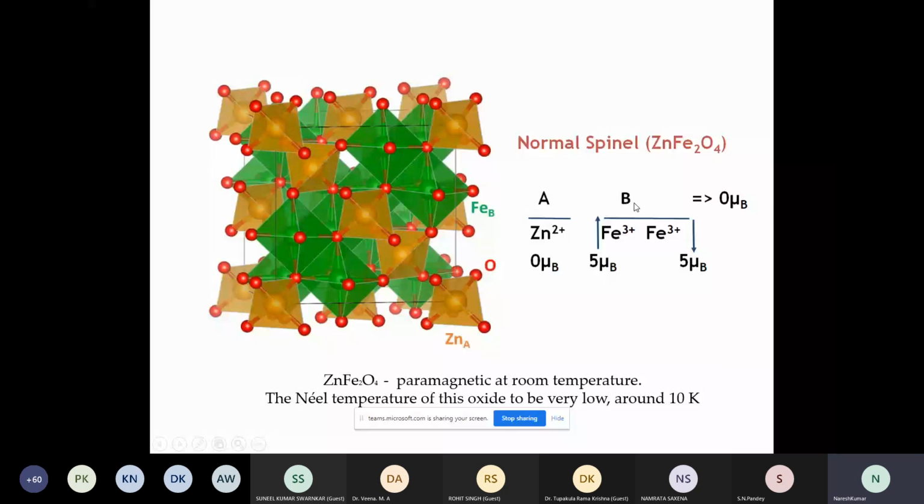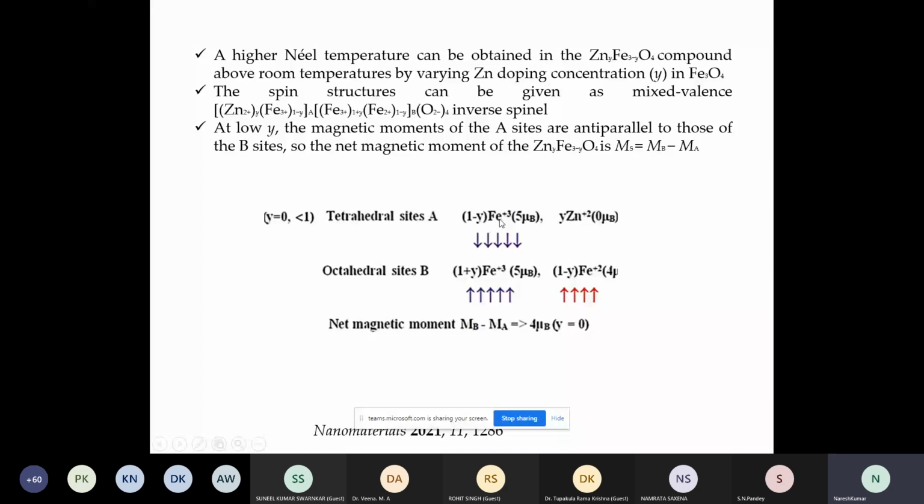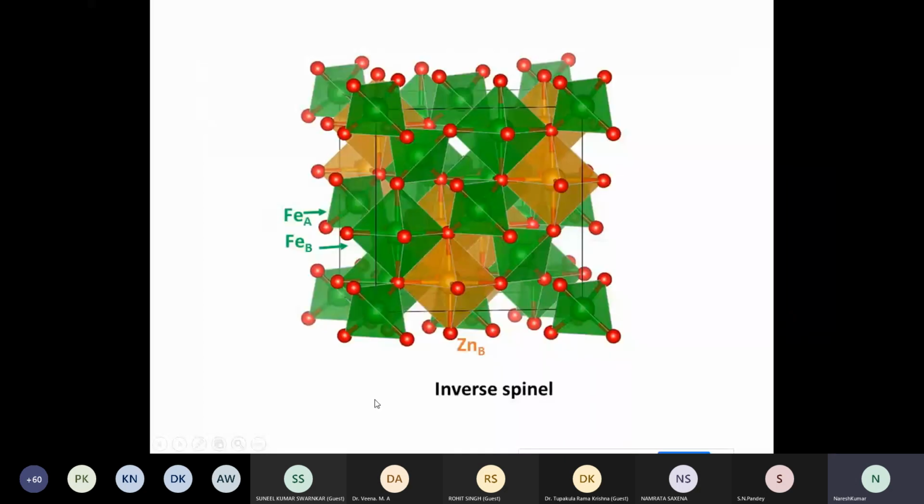Instead of having all ferric moments here, you can have some ferric moment on the B side and zinc here. If that happens, you will get some unpaired magnetic moments available, and the resultant will be some magnetization in the zinc ferrite compound. It is a situation where my ferric ion is going from entirely the B side to the A side. It means the situation is going from normal to inverse. So here I am getting iron in tetrahedral as well as iron in octahedral, and my zinc is going to the octahedral side. So zinc ferrite can also exist in the inverse spinel structure. If that happens, then the magnetic moment of the system can change. So what we did is we synthesized zinc ferrite thin films.